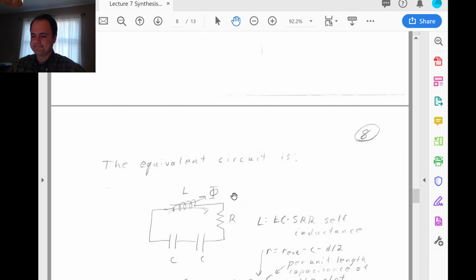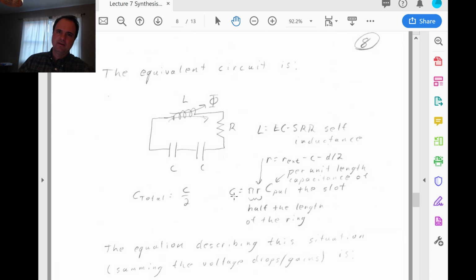So this one structure reacts in a similar fashion to an electric dipole and a magnetic dipole. We'll get back to the dipole picture of this in a moment. So the equivalent circuit is easy then. We have two capacitors in series, potentially some resistance because of a lossy regular metal, and then inductance due to the ring structure. So L is the self-inductance, where C total is equal to C over 2 because these are in series. Each C is equal to the capacitance per unit length of the slot.